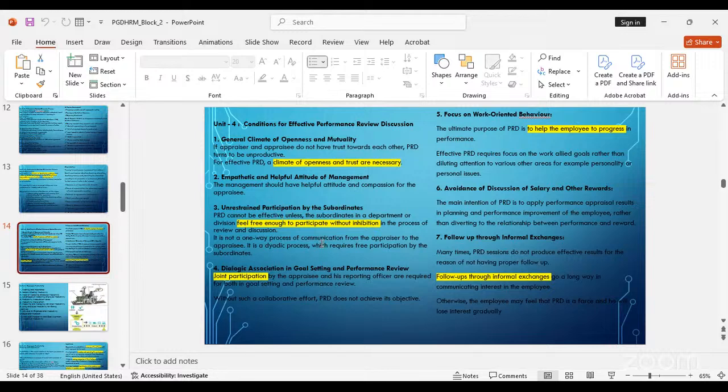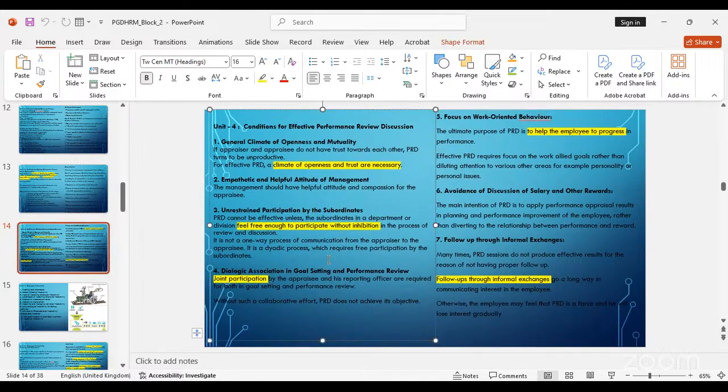Unrestrained participation by the subordinates, making them feel free enough to participate without any inhibitions in the process of all these discussions. The communication process shouldn't be one way, it should be a two-way communication between appraiser and appraisee. And we should remember that it is a dynamic process which requires free participation, free expression of opinions that will help them to deliver effective review.